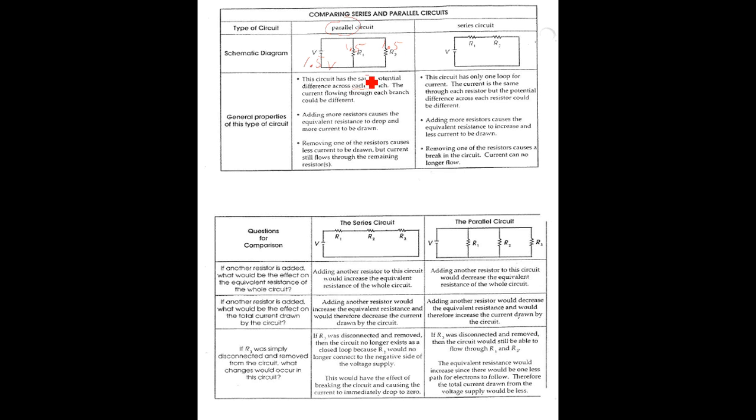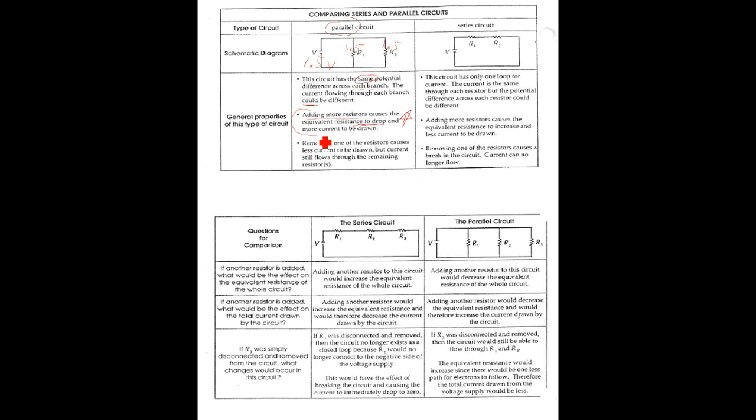Okay, so it is the same voltage on each one of the branches. The current that's going through each one of the branches could be different, so it doesn't need to be the same, and that would be determined by the resistors that you do have. Adding more resistors causes an equivalent drop in the total resistance. So we'll go back and we'll take a look at some calculations.